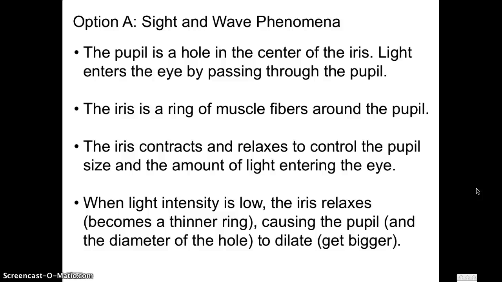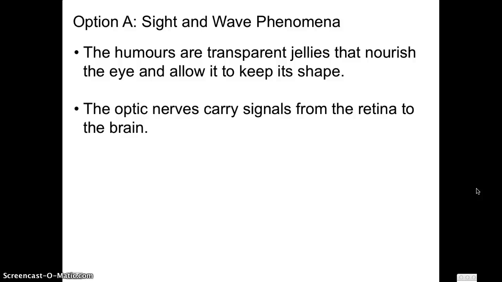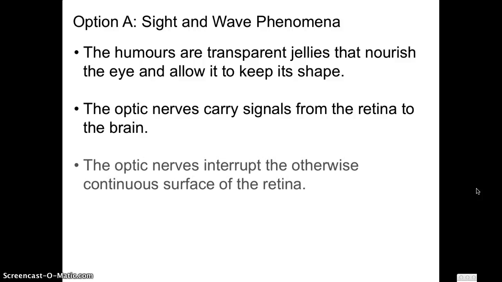The humors are transparent jellies that nourish the eye and help it keep its shape. The optic nerves, as we saw, carry signals from the retina to the brain. The brain processes those signals and turns the signals into what we perceive as vision.